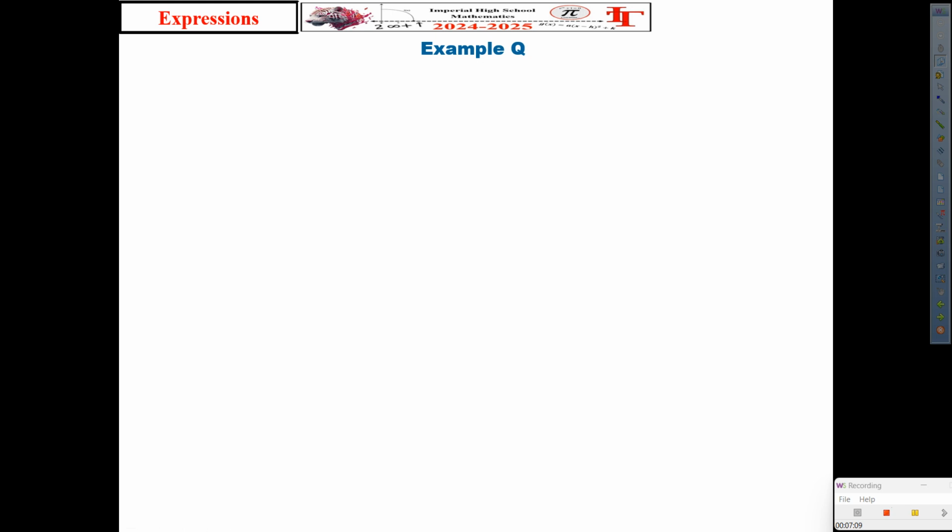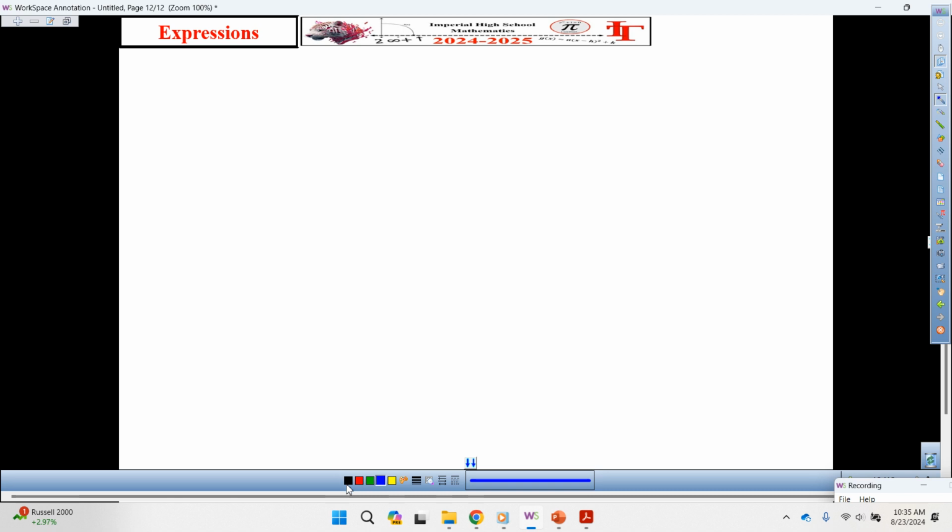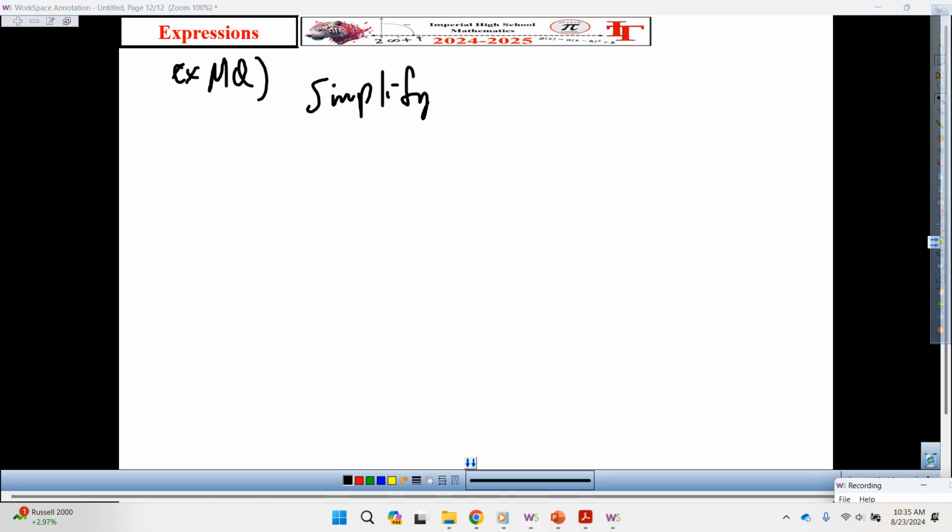So with that said, on your paper, write Example Mega Q. We're going to start straight from the example, and we're going to get to work. Example Mega Q, and write simplify. And pause the tunes in the back.